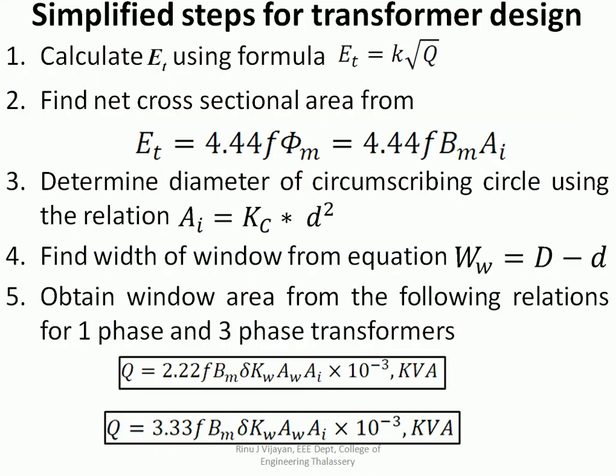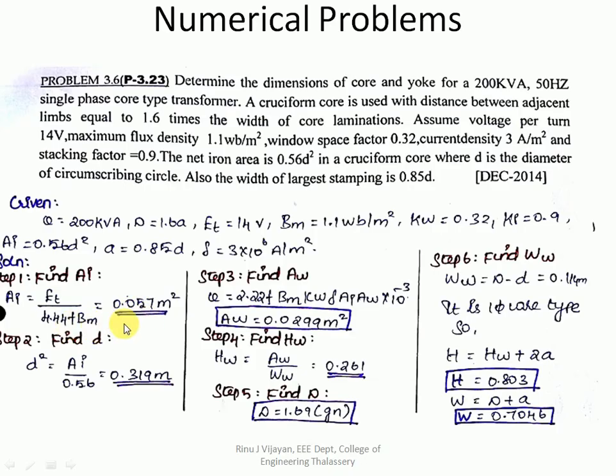Now by using step 2, we will find the value of AI. Step 2 is the relation for EMF per turn. We all very well know that it is 4.44 F phi m, and for phi m you can substitute BM into AI. So from this relation we will be able to calculate the value of AI. So step 2 is performed here and we have found the value of AI as 0.057 meter square.